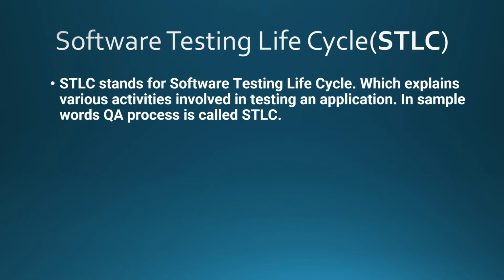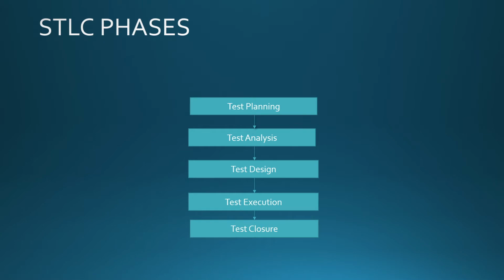So in this software testing life cycle we can have various activities. The first one is test planning, the second one is test analysis, the third one is test design, the next one is test execution, and the last one is test closure.